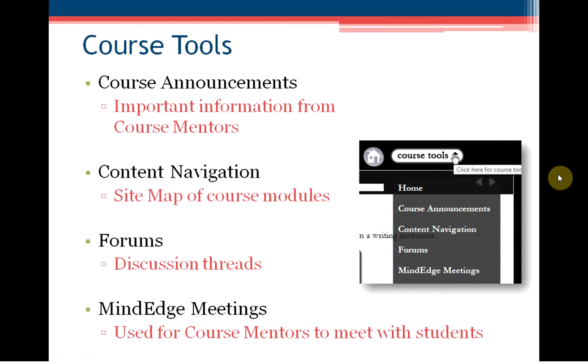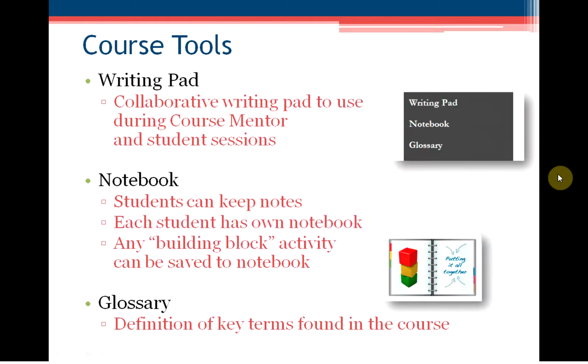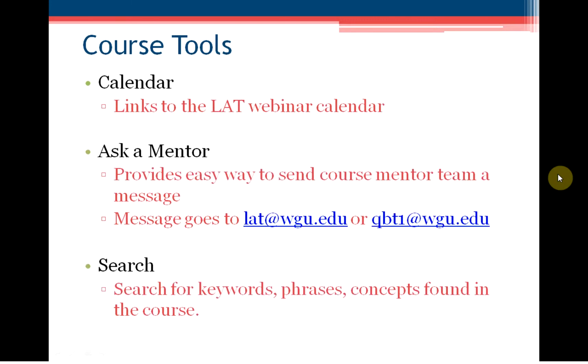And here's some more course tools. Be sure to look at the course tools. There's a writing pad, a notebook. There's a glossary in case you're not sure what words mean. There's a calendar there that links to our live calendar chat so you can find out when those are being offered. Don't forget to ask a mentor. The message goes to LAT or QBT1, whichever one you're in.